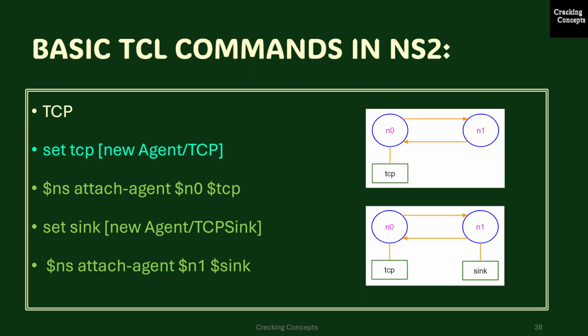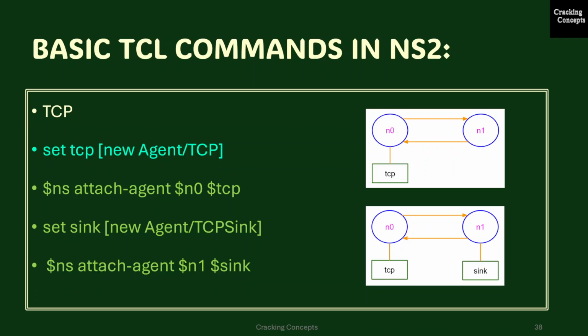Now, TCP is used to provide a reliable transport of packets from one host to another by sending acknowledgement on proper transfer or loss of packets. Thus, TCP requires a bidirectional link in order for acknowledgements to return to the source. The command set tcp [new Agent/TCP] gives a pointer called tcp to the TCP agent object of NS. The command $ns attach-agent $n0 $tcp will define the source node of the TCP connection.